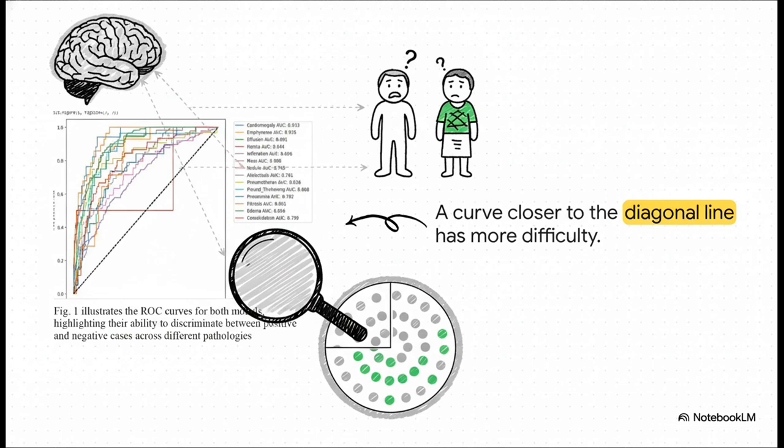But now, contrast that with the green line for hernia. See how much closer it is to that diagonal line of chance? This means that for the AI to catch more true cases, it has to make a whole lot more mistakes on healthy patients. The model is really struggling to tell the difference.